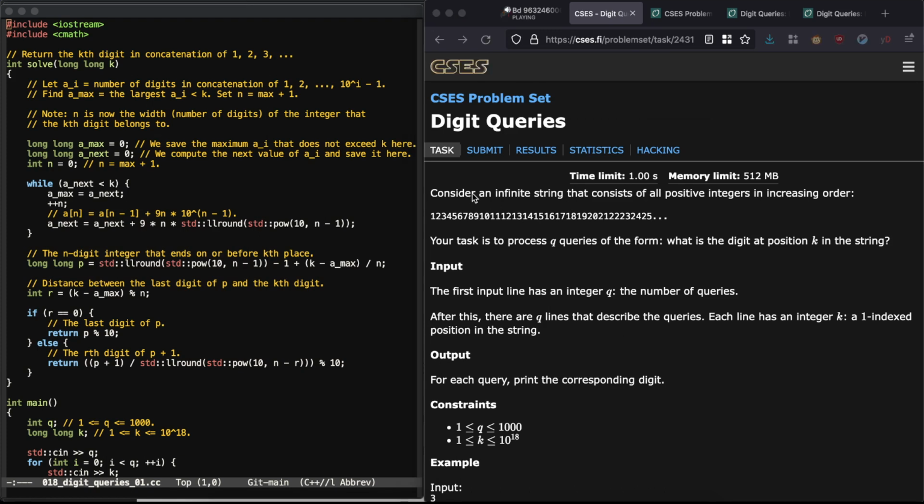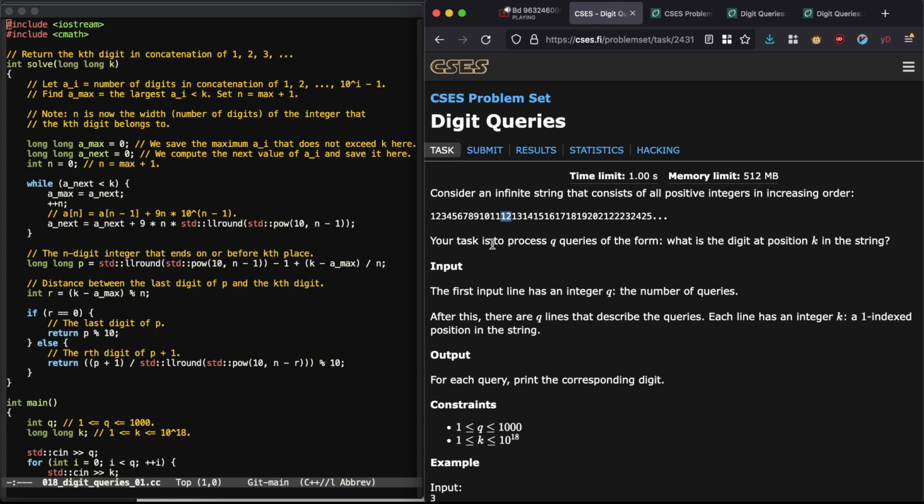Consider an infinite string that consists of all positive integers in increasing order. So this is just a concatenation of all the natural numbers. So 1, 2, 3, 4, 5, 6, 7, 8, 9, and then we have 10 here, and then 11, and then 12, and so on. And this is an infinitely long string.